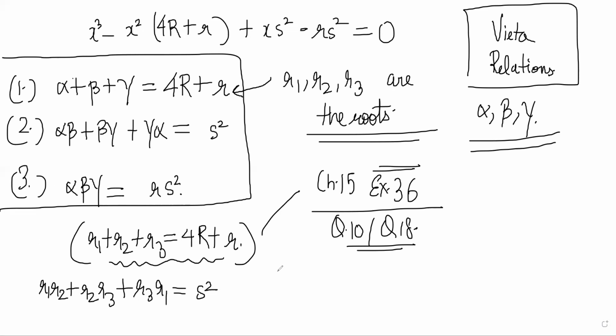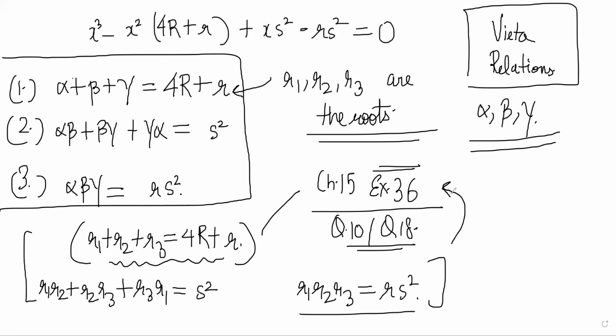I guess even the third one was there. The third one is also there, r1 r2 r3 is equal to r. All of these three identities are there in exercise 36, right? Yes, sir. It is there. You can check it or prove it yourself again, because now these questions are very easy to prove, because we know r1 is equal to del by s minus a and so on, right?